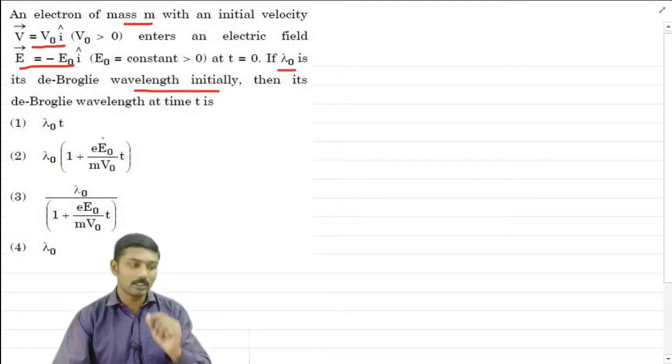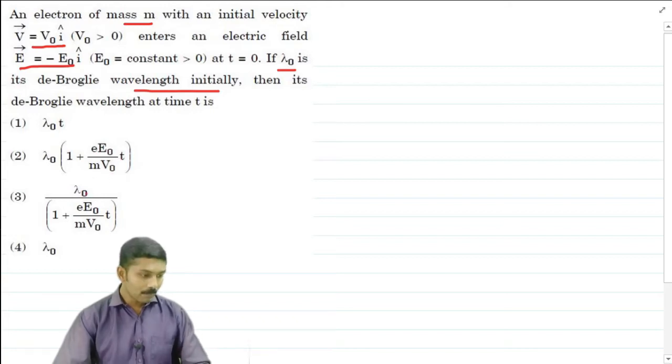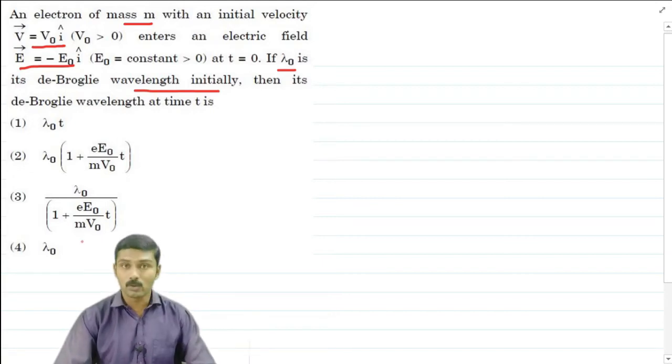That's the question we have, given with 4 options: lambda naught times t, lambda naught into 1 plus E naught by m v naught times t, lambda naught divided by 1 plus E naught divided by m v naught times t, and the 4th option is obviously lambda naught.